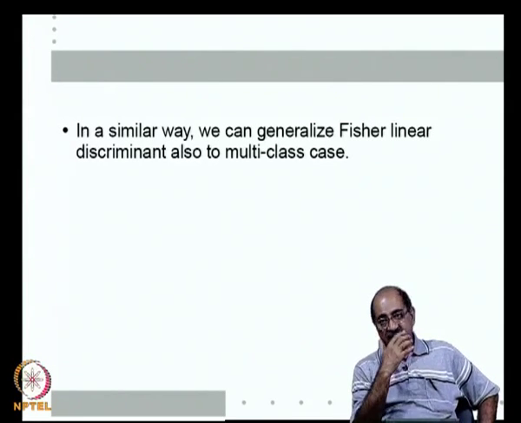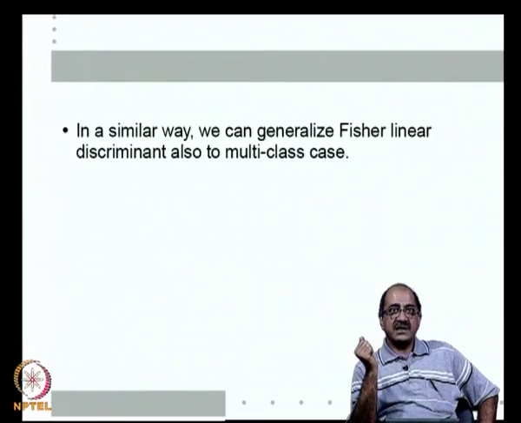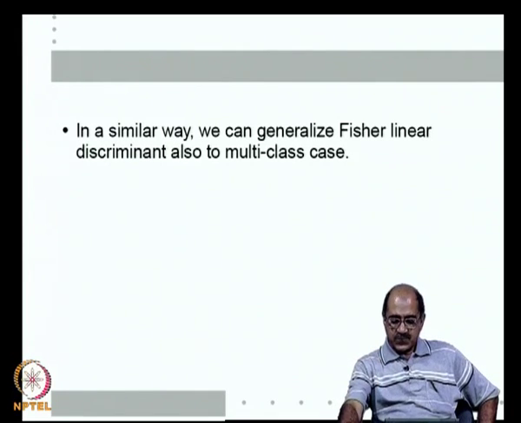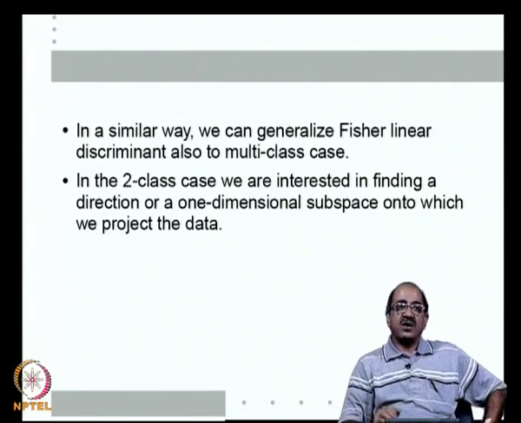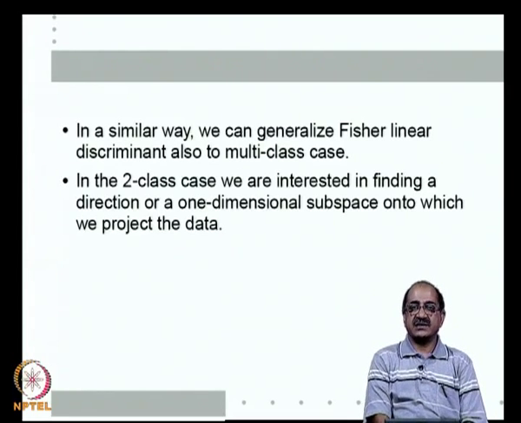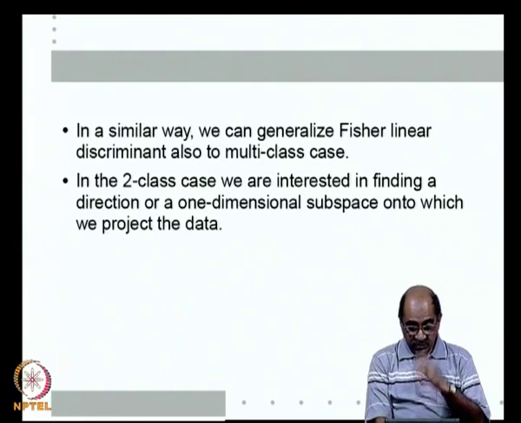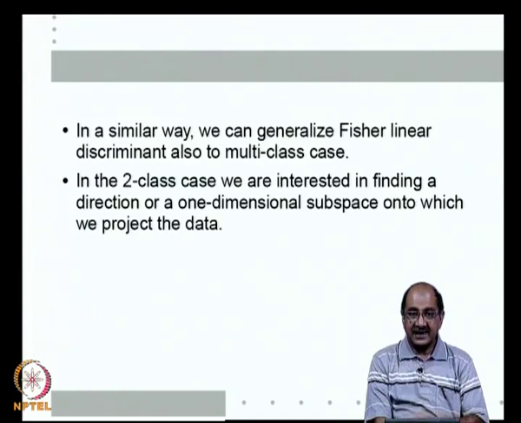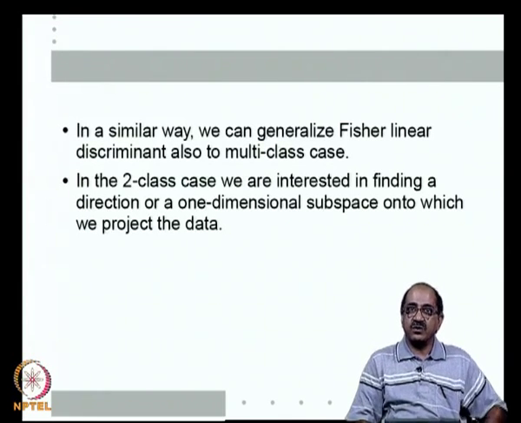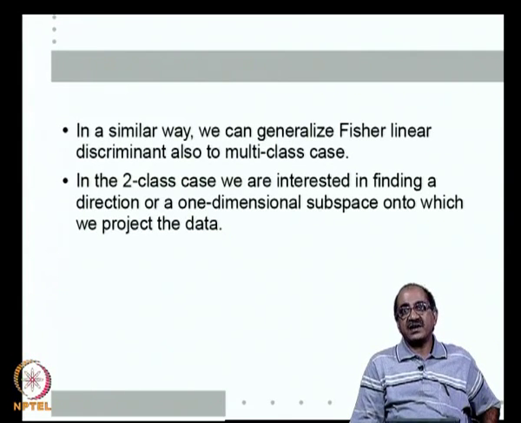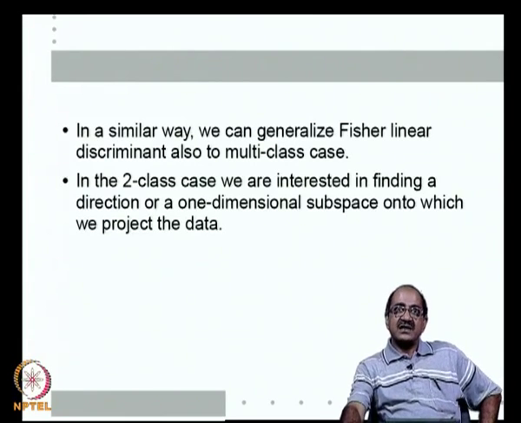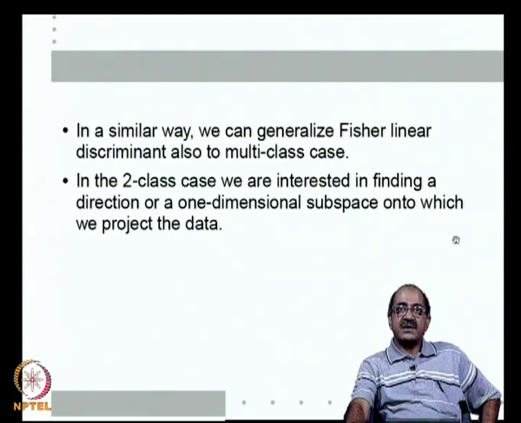Now, what about Fisher linear discriminant? That also can be generalized to multiple classes. Okay. So, once again let us ask, what is the basic idea in the two class Fisher linear discriminant? In the two class case, we are interested in finding a direction, a particular vector W. A single direction can be thought of as a one dimensional subspace. So, in the two class case, we want to find a one dimensional subspace onto which we want to project the data.